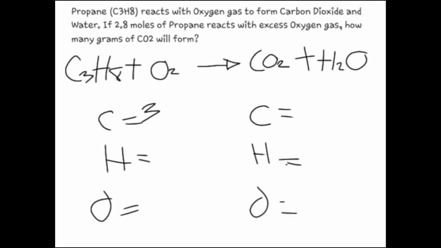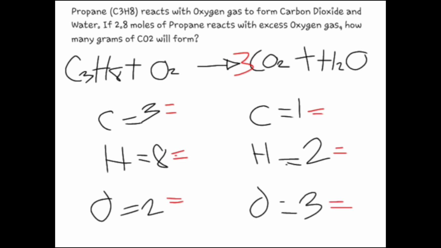We have 3 carbons, 8 hydrogen, 2 oxygen. Now the other side. 1 carbon, then 2 plus 1 for oxygen is equal to 3, then 2 hydrogen. We can put 3 here because 3 times 1 is equal to 3. For the oxygen, we have 2 times 3, so it will become 6. Now for the hydrogen, we have 8 and 2. We will put 4 here because 2 times 4 is equal to 8.